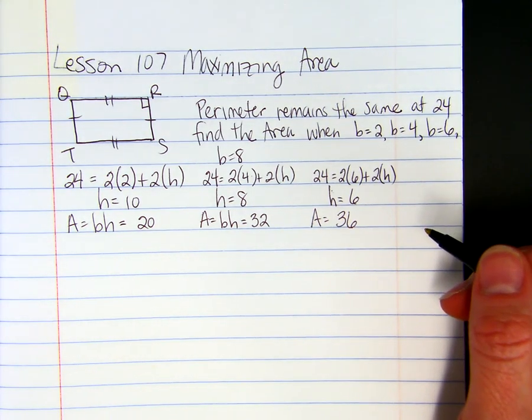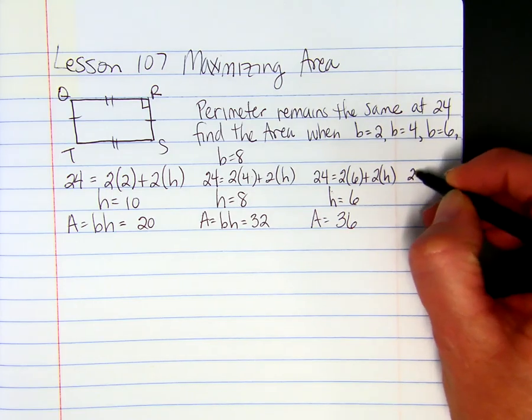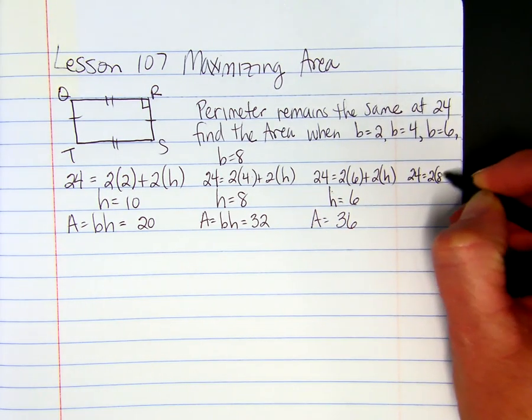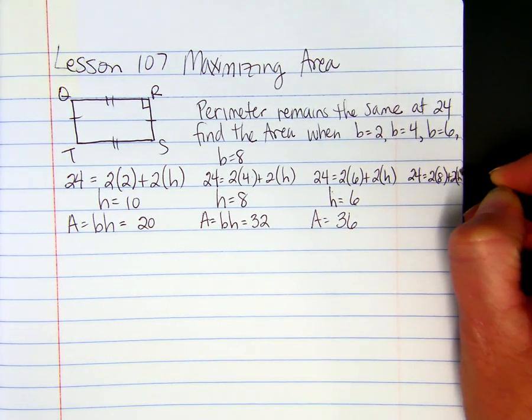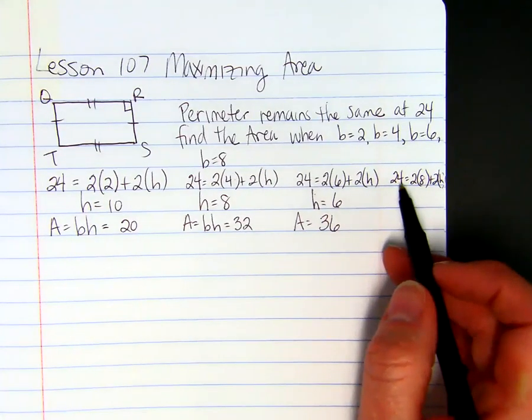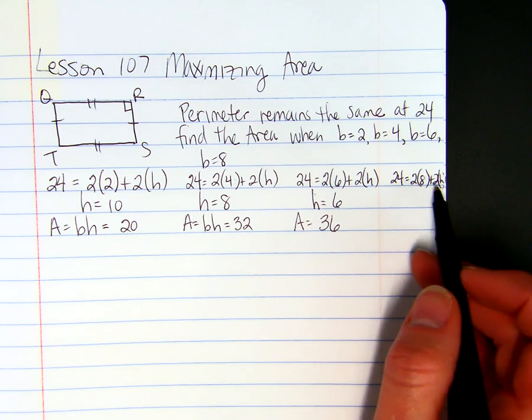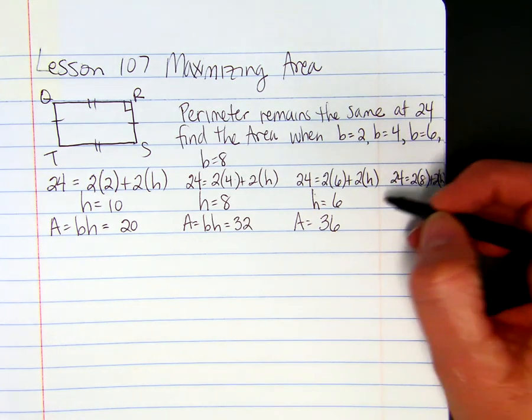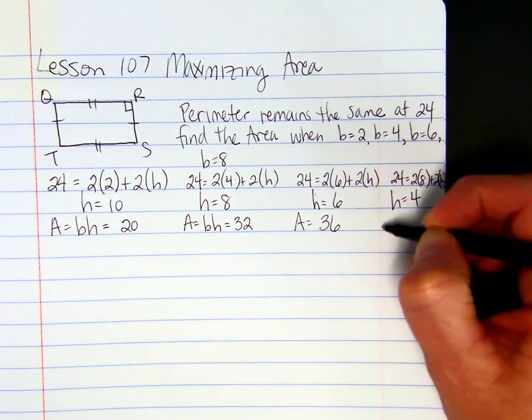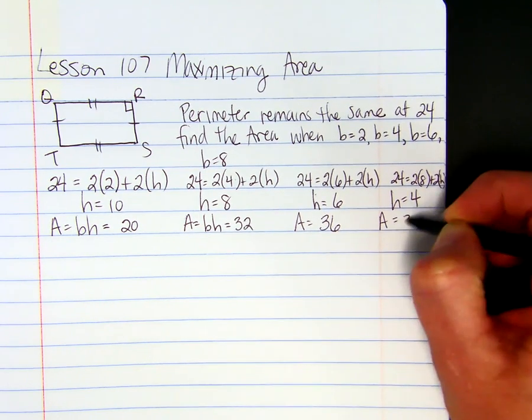And then if the base is 8, the perimeter is 24, so we do 2 times 8 plus 2 times the height to get 24. 24 minus 16 is 8, divided by 2 is 4, so then the height would be 4, and the area would be 32.